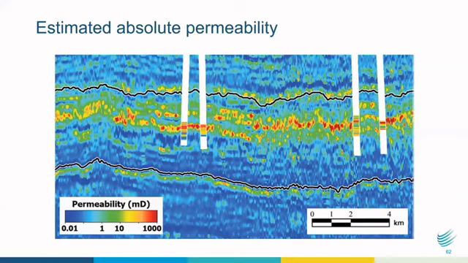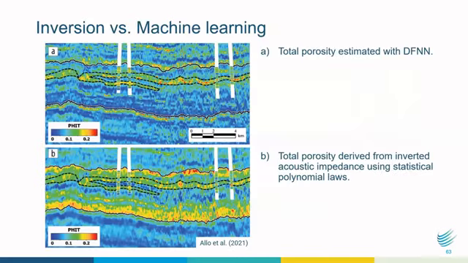And finally, here is absolute permeability derived from the estimated effective porosity. You can see here several high permeability layers. Again, they are clearly visible in this upper part of the Dogger formation, and they represent potential channels for geothermal fluid circulation. Here's some kind of comparison.